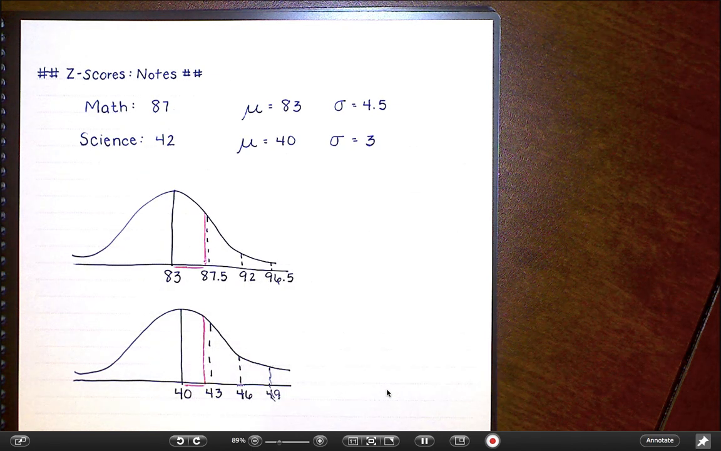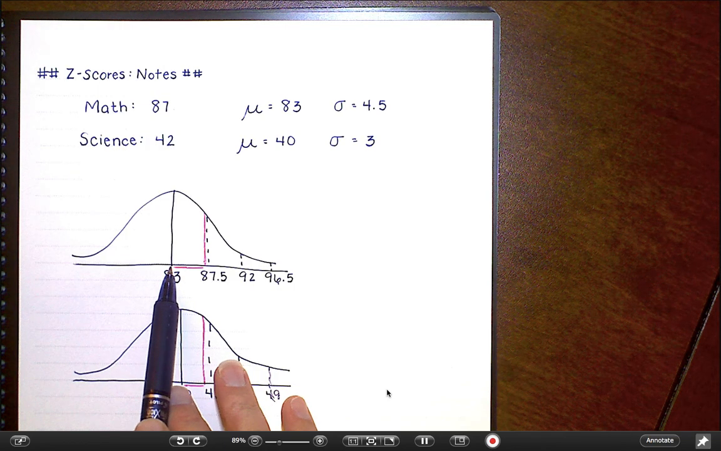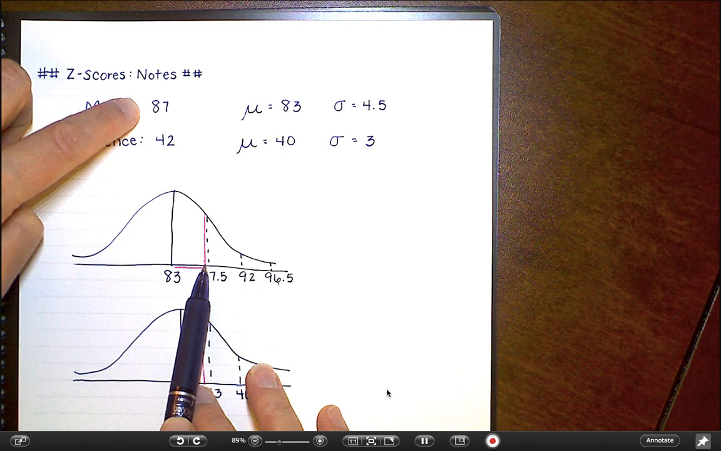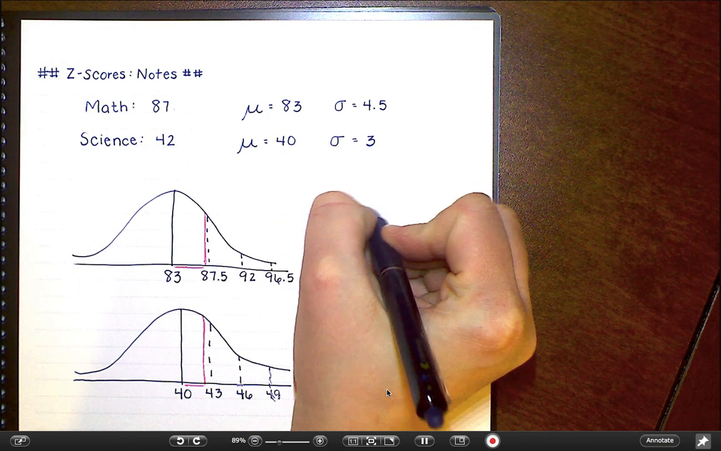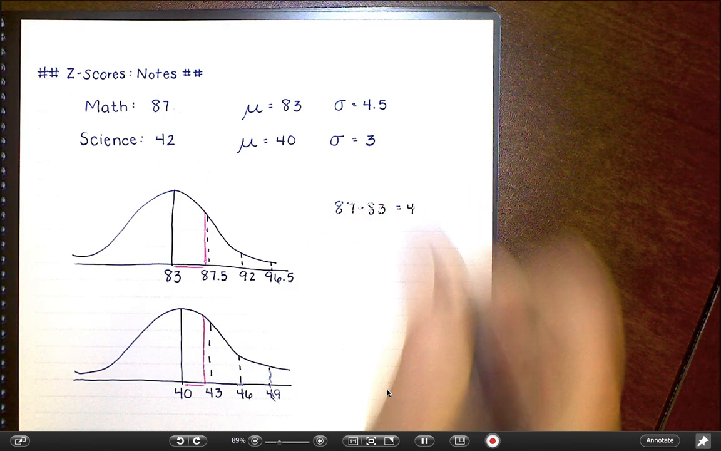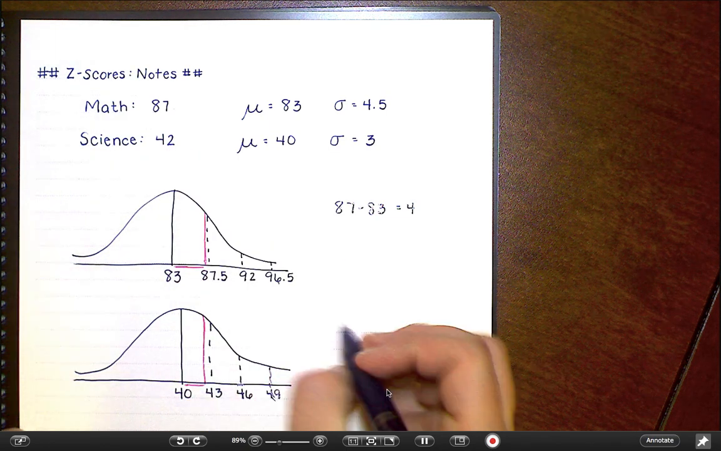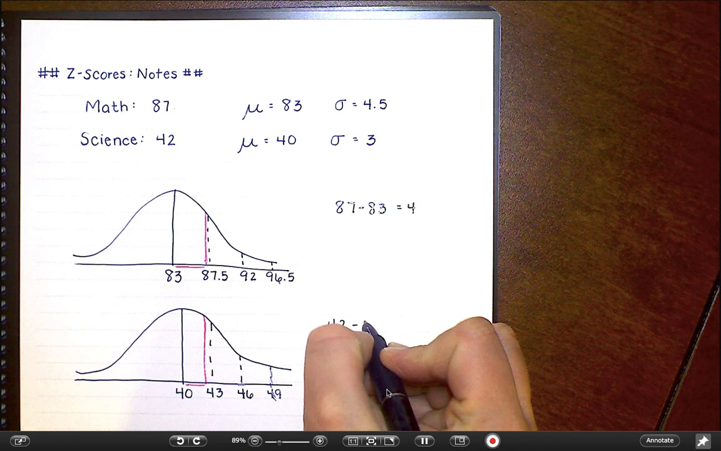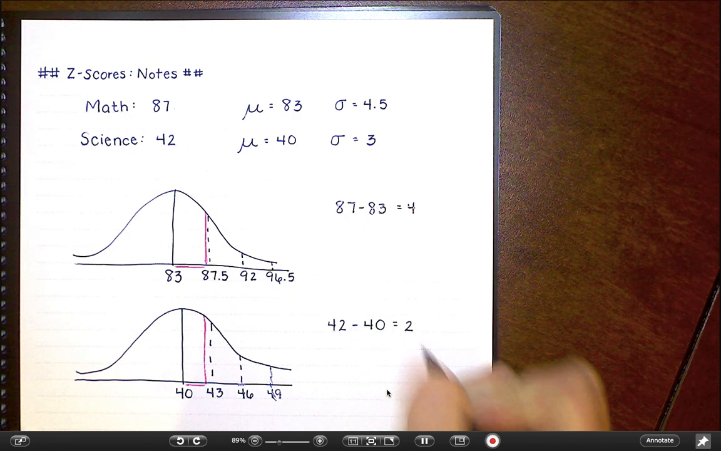So let's think about how we could figure that out. I want to know how far it is from 83 to my score, which was an 87. To find that, I'm going to take my score, 87, and subtract 83. And I'm going to get 4. Okay. Here, I'm going to take my score, which is a 42, and subtract that mean, which was 40, and get a distance of 2.